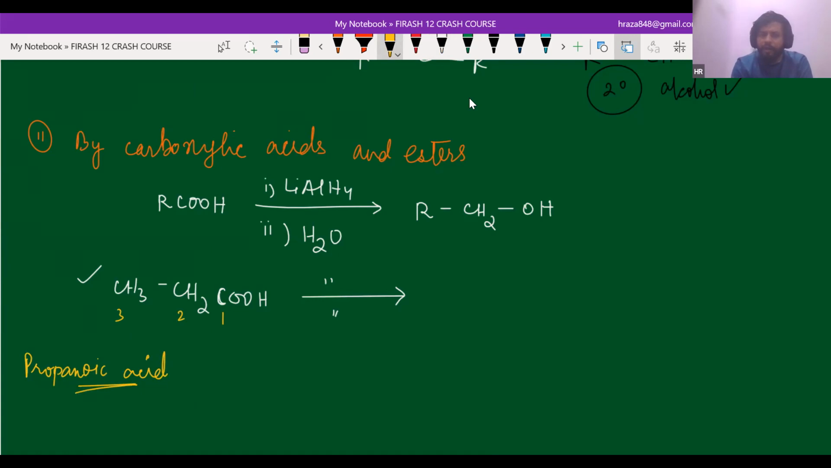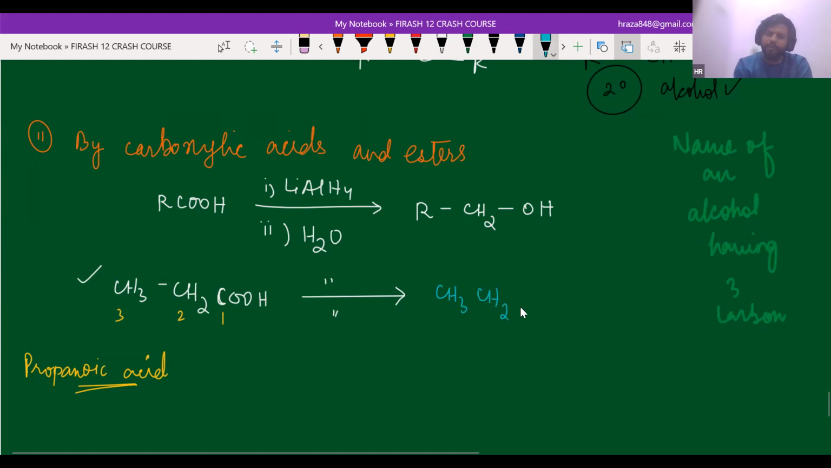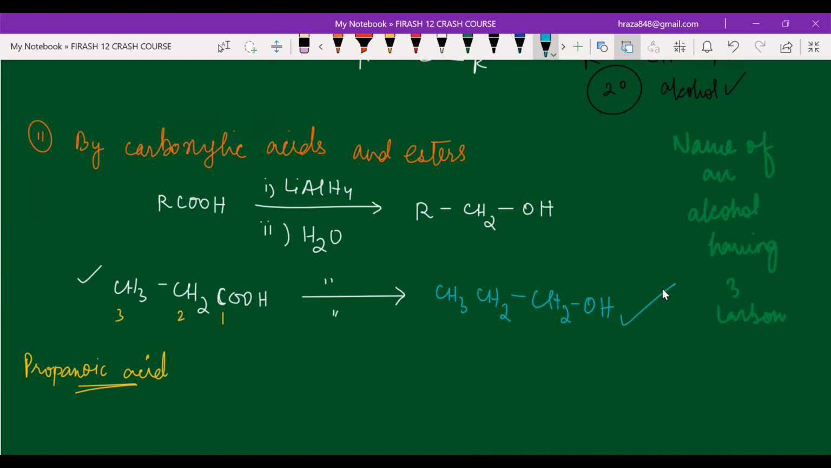And also, can you tell me the name of an alcohol which has 3 carbons? Propanol. It's very easy, no? So this will be directly converted into propanol. Is that clear? Can I change the slide?